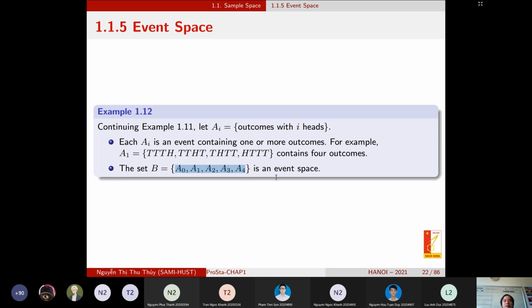So we consider the set B now. Can you say that B is an event space? Who can clarify if B is an event space? First, we consider if it is collectively exhaustive, and then we consider if it is mutually exclusive. Who can tell us? Guys, where are you? I cannot hear, I cannot see anyone who raised hands.